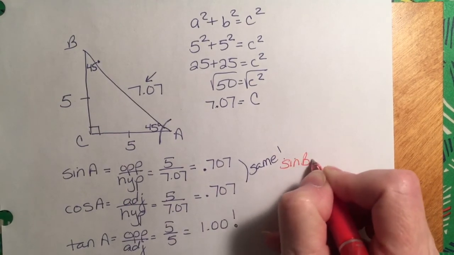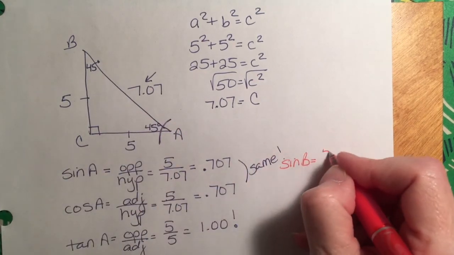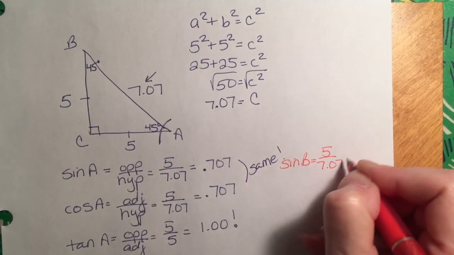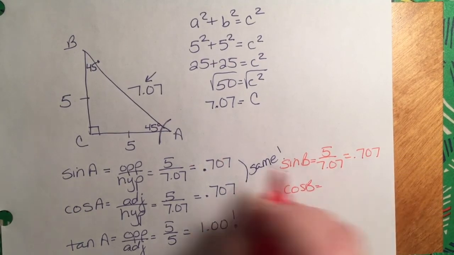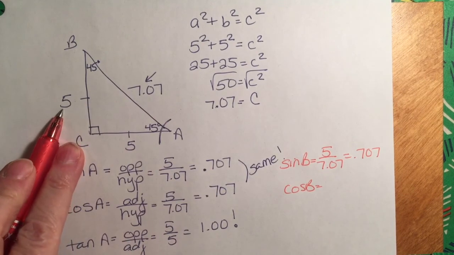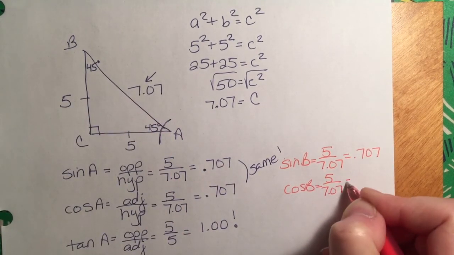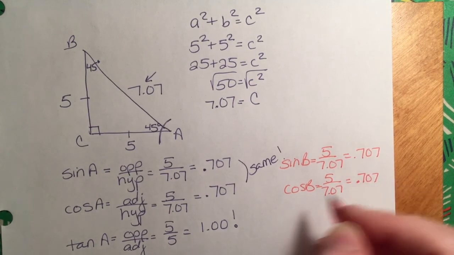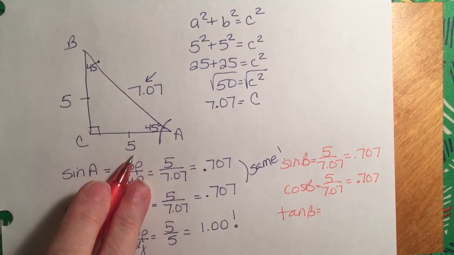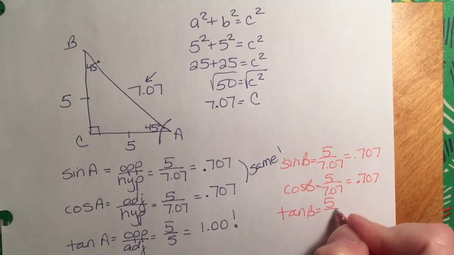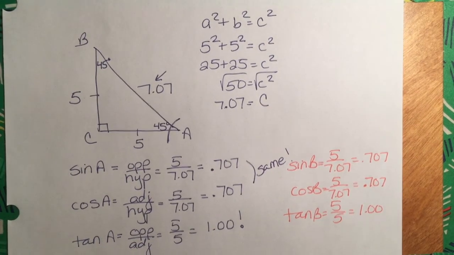Sine of angle B is going to be opposite over hypotenuse. Oh, same thing, 5 over 7.07. Cosine of B is going to be adjacent, 5 over 7.07. So again, 0.707. And the tangent, opposite over adjacent, 5 over 5. Of course, it's still 1, okay?